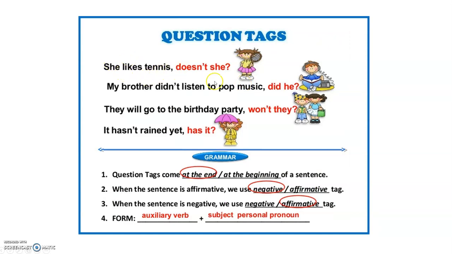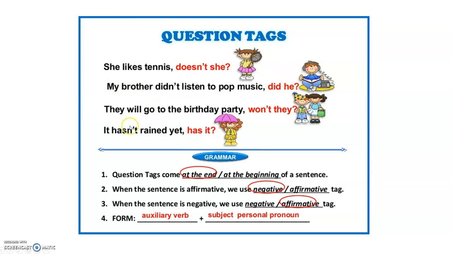She likes tennis, doesn't she? Now you can't put "like" as the question tag, so "doesn't she" will sound correct. Look at how it is put: comma, small d, and she also with small s, and a question mark. So you have to use a pronoun, children. Which is the pronoun? Use that. My brother didn't listen to pop music. So "didn't" is negative, and the positive question tag will be "did". You can't write "my brother", so what does "my brother" mean? Which pronoun? He. You have to use he.